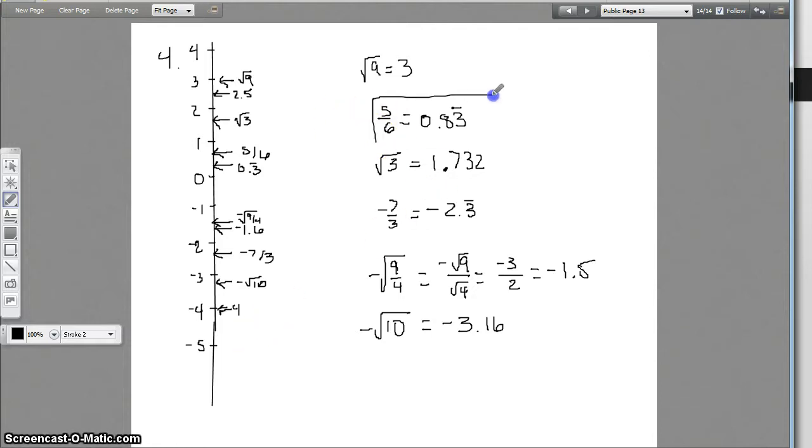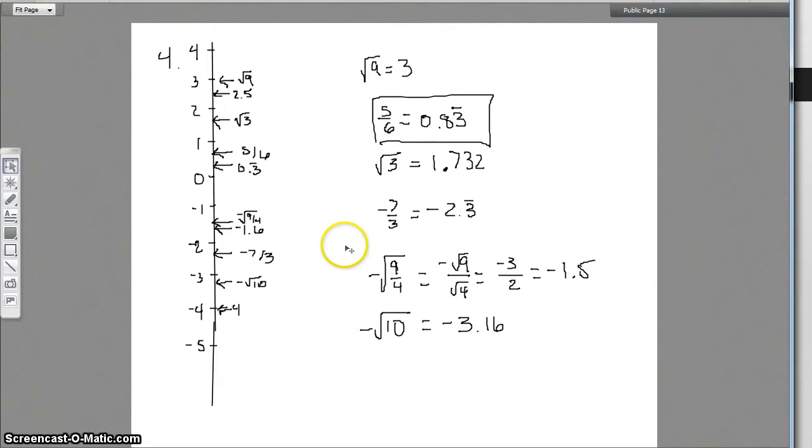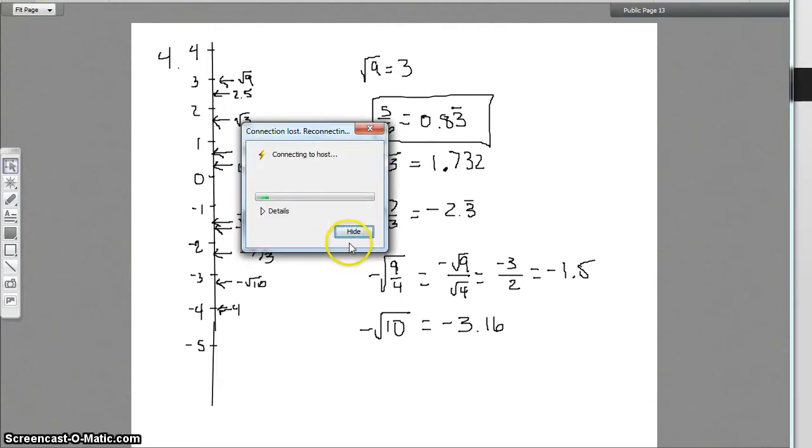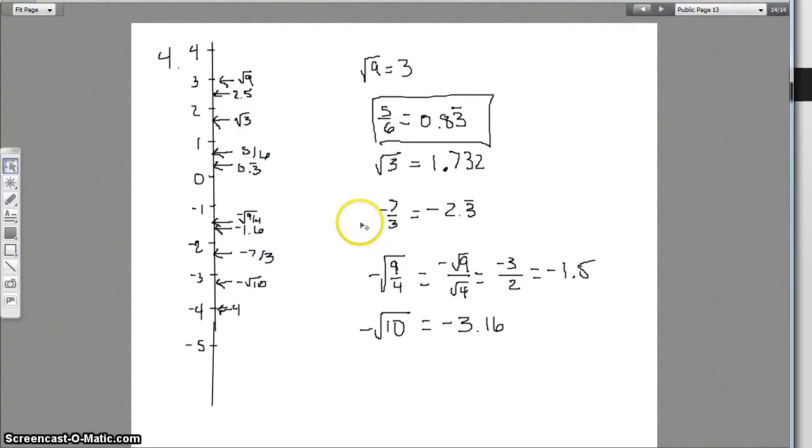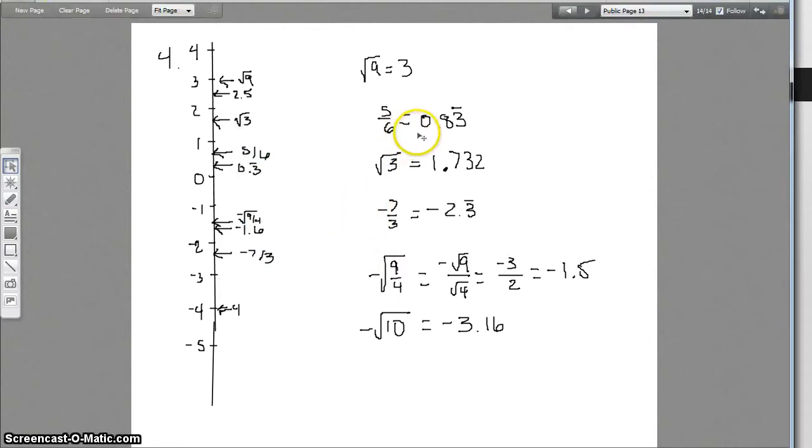Please actually write out what these are. If you are not given the answer in decimal form, please write down what that actual answer is, because I'm going to need to be able to see what decimal answer you think you have.